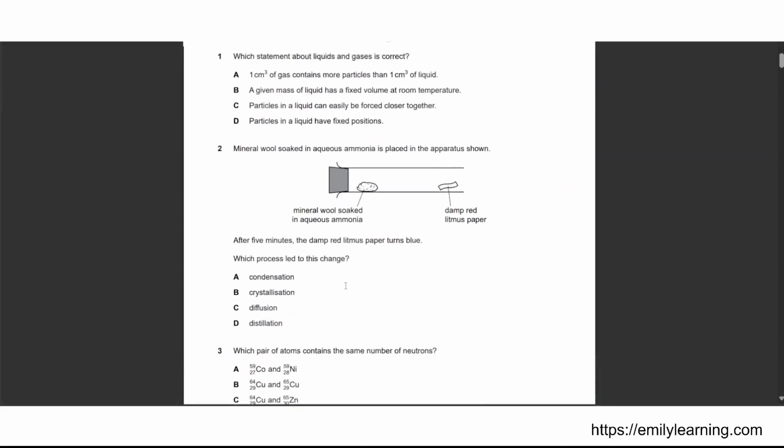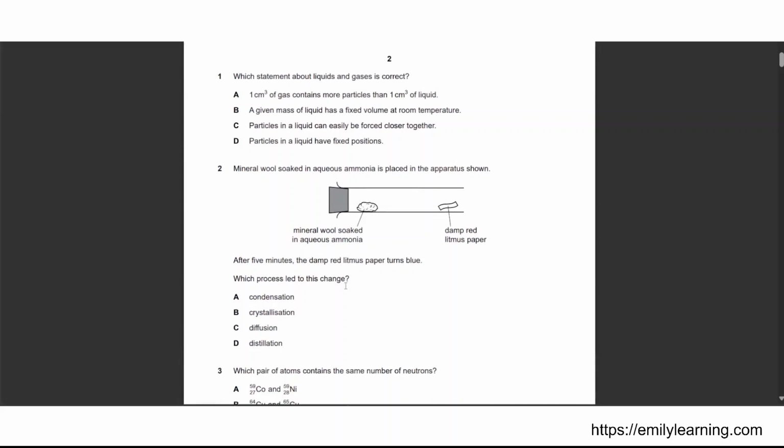So let's go through it now. Let's take a look at question 1 first. In question 1, you are asked which statements about liquids and gases are correct. So let's take a look at them.